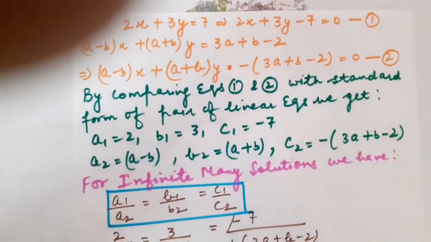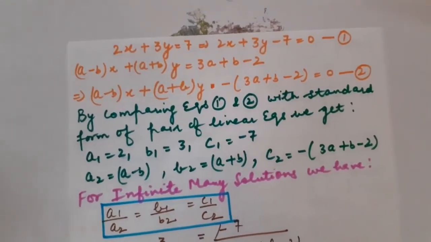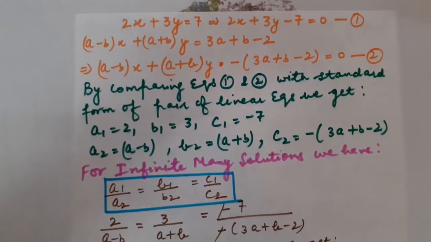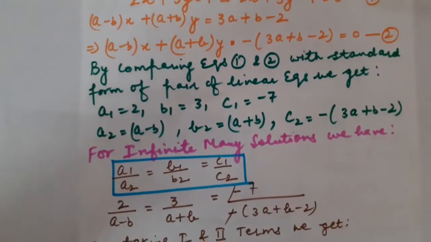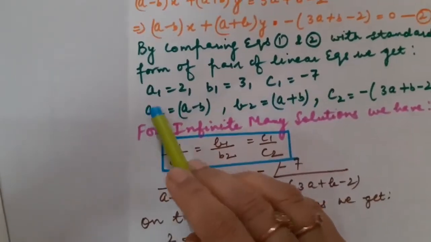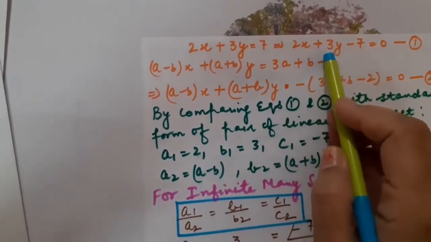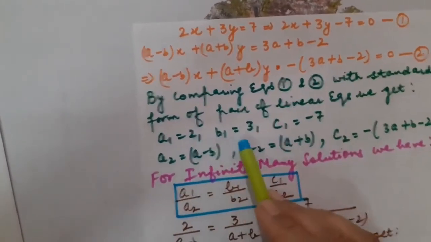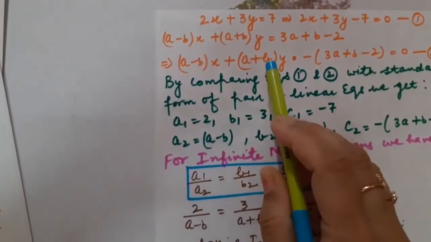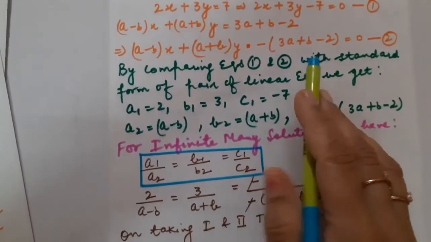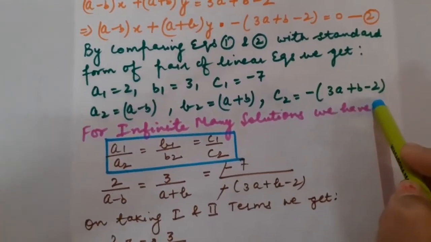Now, by comparing equation number 1 and 2 by the standard form. Why am I going to compare it with the standard form? Because first of all, I have to check whether the solutions are infinite or not, so that I can calculate the values of a1 as well as a2. So a1 is 2, b1 is 3 and c1 is minus 7. The same I have written over here. Compare this please. So a2 is a minus b, b2 is a plus b, and what is c2? Minus of (3a plus b minus 2). This complete I have written over here.